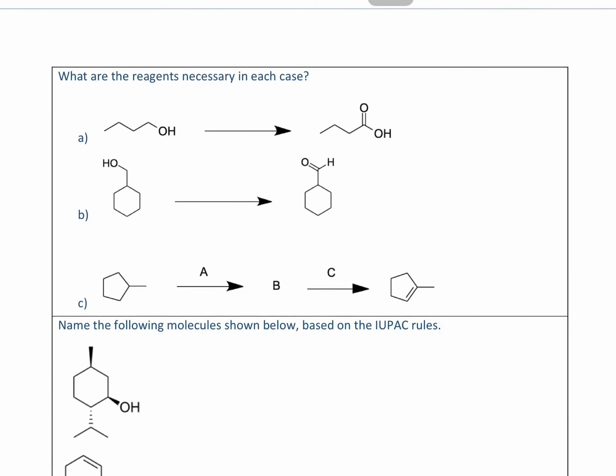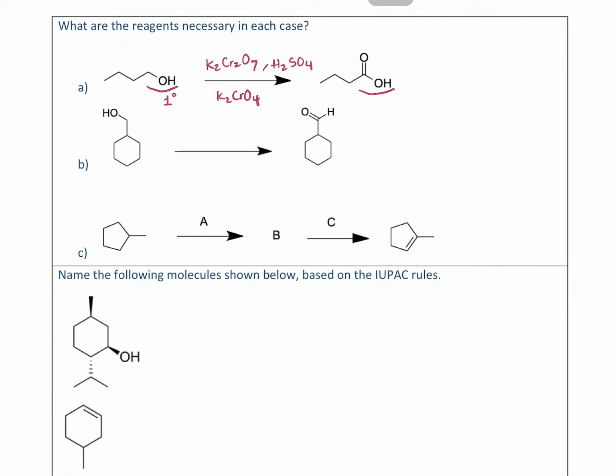All right. And then here in the next question, we have what are the reagents necessary in each case? For the first one, we see that this primary alcohol is getting oxidized to a carboxylic acid. So what we need is a strong oxidizer. In this case, I'm going to use K2Cr2O7, but you can use anything else in acid, H2SO4. You can use K2CrO4 or Na2Cr2O7 or anything of that sort, which is a strong oxidizer.